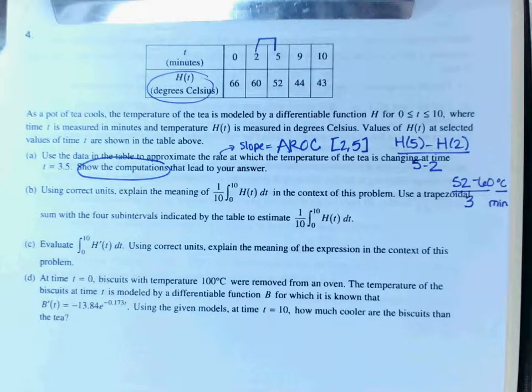Okay, you're going to do this one. It says, using correct units, explain the meaning of 1 over 10 integral 0 to 10 in the context of the problem. Make sure you're putting units into it and explaining what it is, and then we'll check in a second.